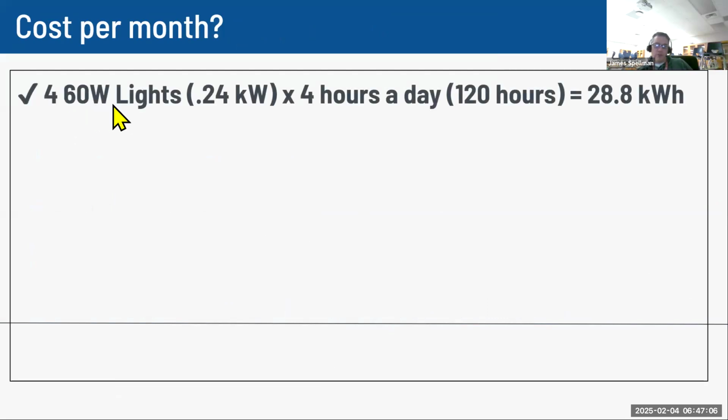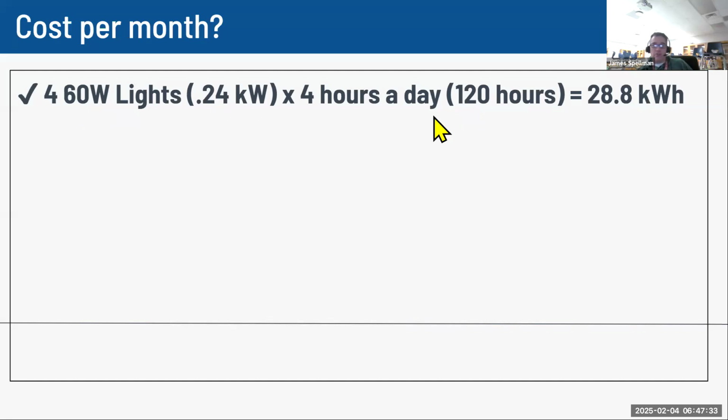So if we had 4 60-watt lights and they ran 4 hours a day, how much is that going to cost again? So 4 60-watt lights, if I multiply those together, that's 240 watts. But I have to move the decimal 3 places to make it kilowatts. So that 240 becomes 0.24. If I did it 4 hours per day, and we're doing it for the 30-day month, that ends up being 120 hours for the month.